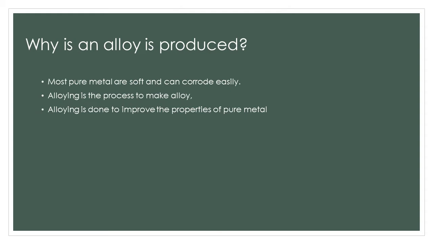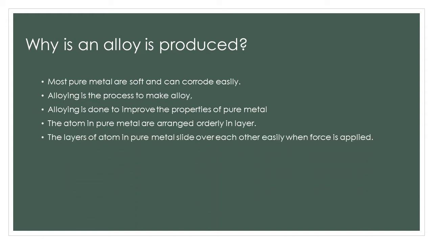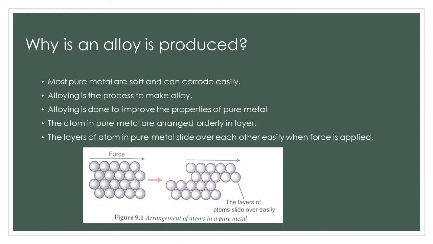Okay. So alloying is done to improve the properties of pure metal. The atoms in pure metal are arranged orderly in layers. So the layers of atoms in pure metal slide over each other easily when force is applied. Okay, look at the diagram. The first diagram is a pure metal. When we apply force, you can see the layers of atoms slide over each other very easily. This property makes the metal soft and very easy to corrode.